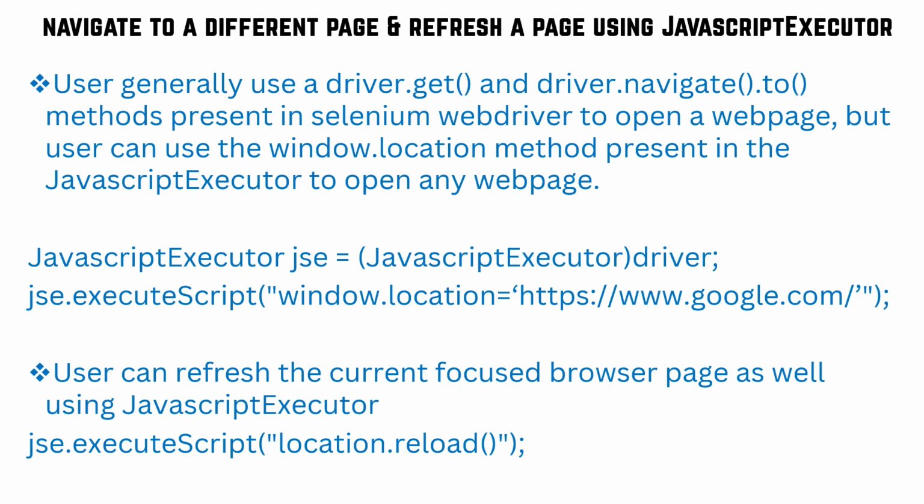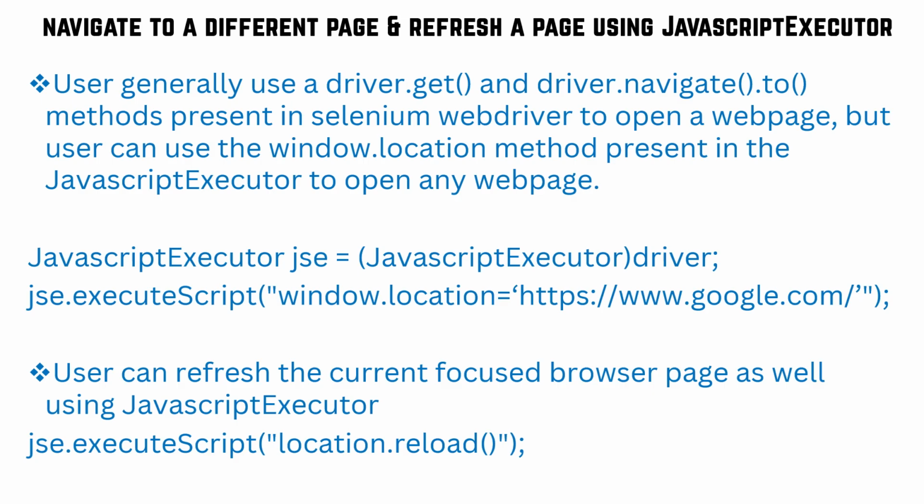Next option, you already have seen, right? driver.navigate.to, driver.refresh, all this stuff. Especially for the API command, WebDriver API command. But Selenium JavaScript interface also gives you the option to navigate from one side to another side and refresh the page also. So users generally use driver.get and driver.navigate.to methods present in Selenium WebDriver to open a web page. But the user can use the window.location method present in the JavaScript executor to open any web page.